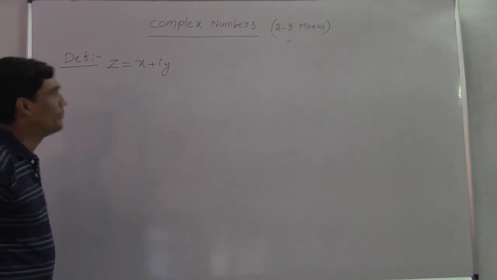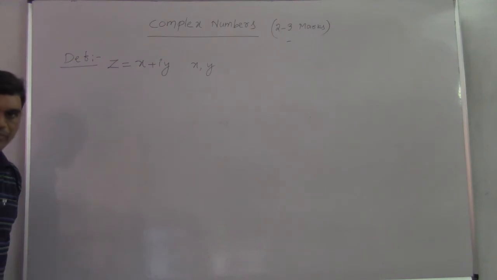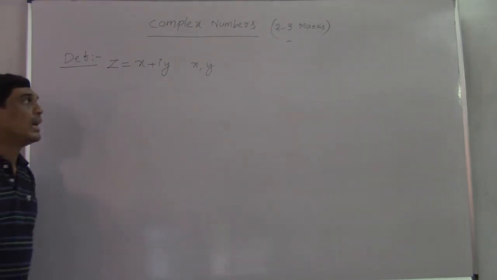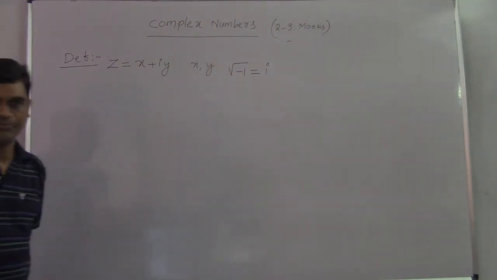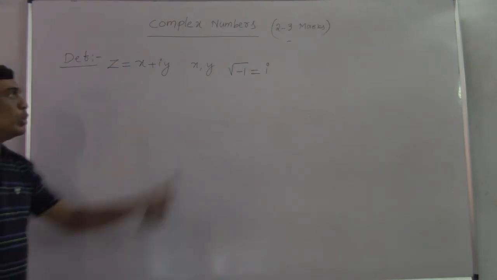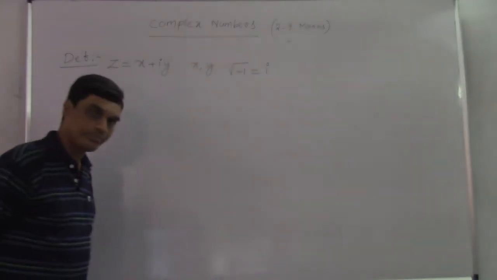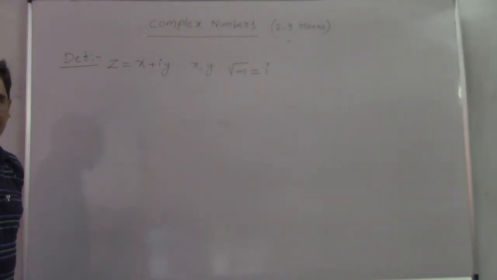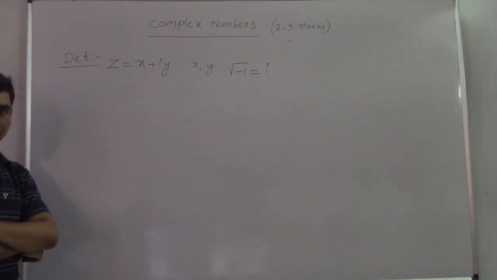where x comma y are real numbers, and root of -1 is equal to i. Then z is called a complex number.